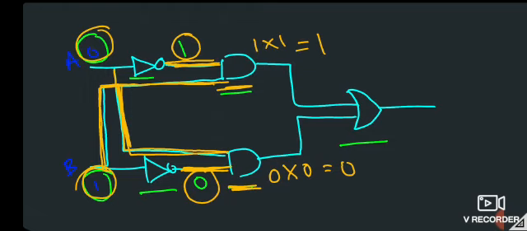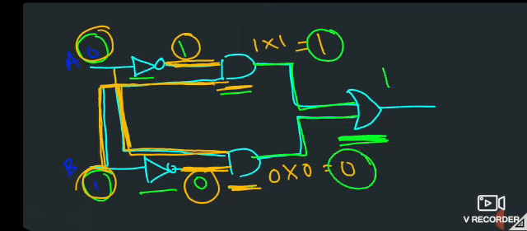The third gate is the OR gate. The OR gate has two inputs. The first input is 1, the second input is 0. The OR gate uses the addition operation. So 1 plus 0 equals 1. Our output is 1.